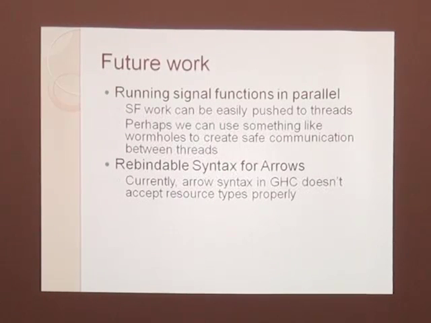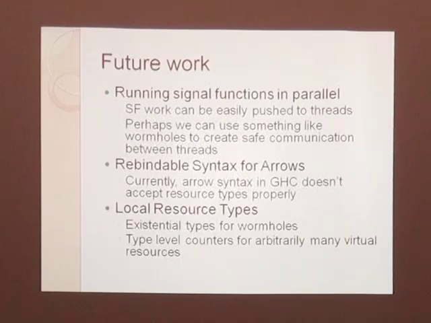So I'm going to fix that. I'm going to add rebindable syntax for arrows to GHC. And then the last thing I'm going to look into is local resource types. You may have already noticed with that little program that it had like 6 resource types all union together. If you have a big program that uses 10 wormholes, that's 20 resource types right there, not including other things you can be doing. So getting some sort of existential types or local types of some sort, or some sort of technical counters so that you can keep track of a group of widgets, say, would be really nice.